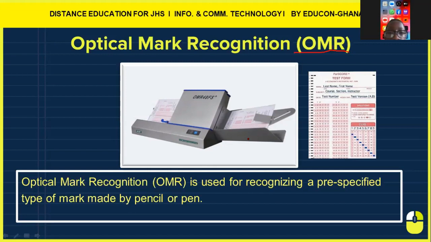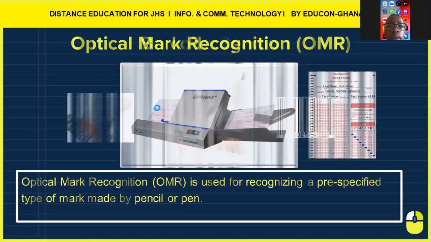This one will take seconds to mark one paper. And there's no error, unless the answer that is fed onto it is wrong. That one, there will be error. But it marks as it has been asked to. So the answers are fed into the machine and then it's marked. So that is the OMR, Optical Mark Recognition. It's normally used by WAEC, you can see. Okay, so let's move on.